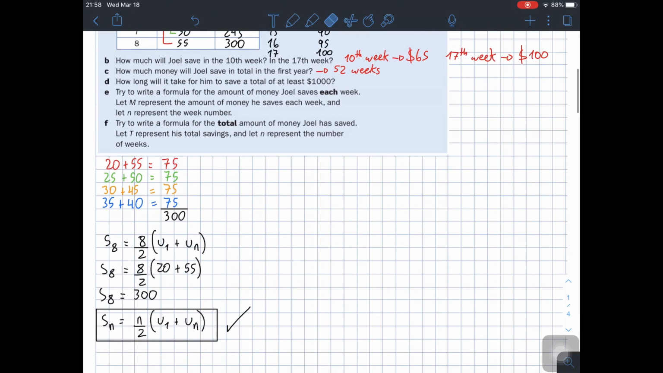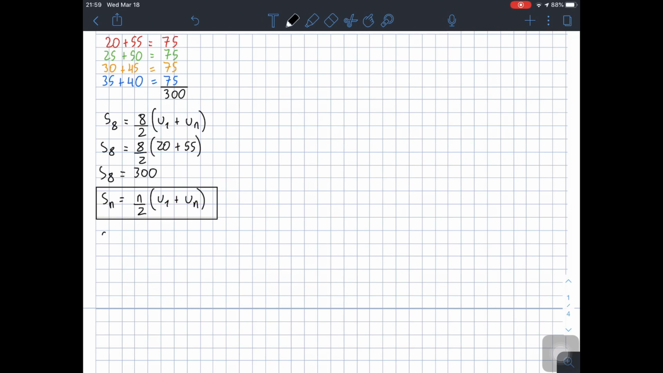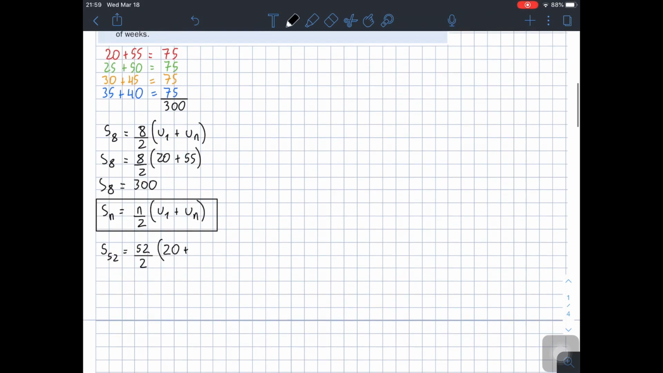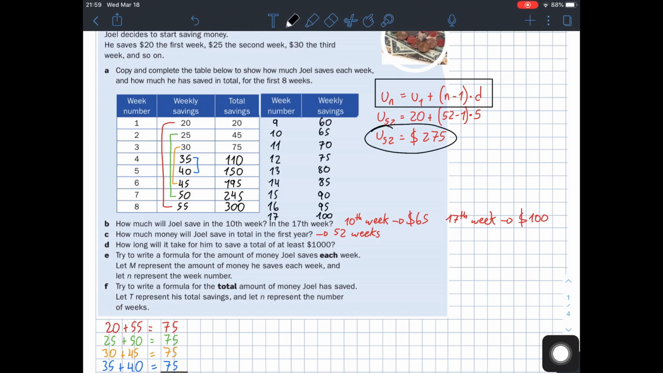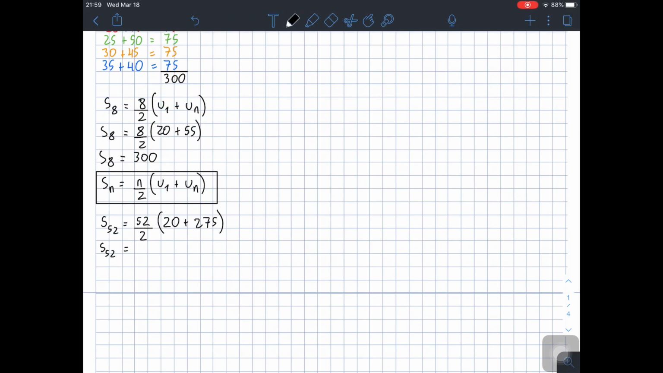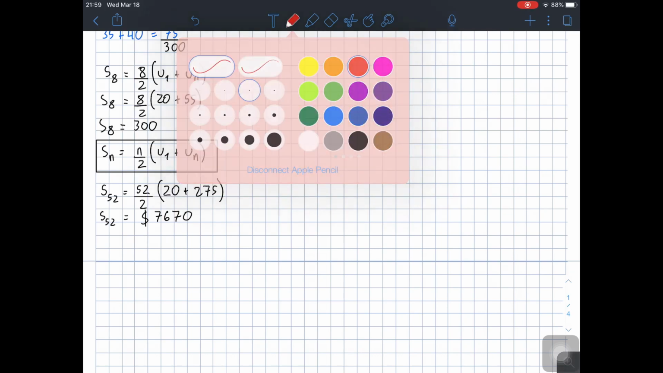Okay, so if we go back to the problem, we want to find the total money saved in the first year. So what will be the value of n? The value of n should be 52, which is the week, right? So we want to find S of 52, which equals 52 divided by 2 times u1, our first term, which is always 20, plus un, which would be u52, the money saved in week number 52, which we calculated here as 275. This would be 20 plus 275, and this gives us $7,670. So in total, we would have saved $7,670.